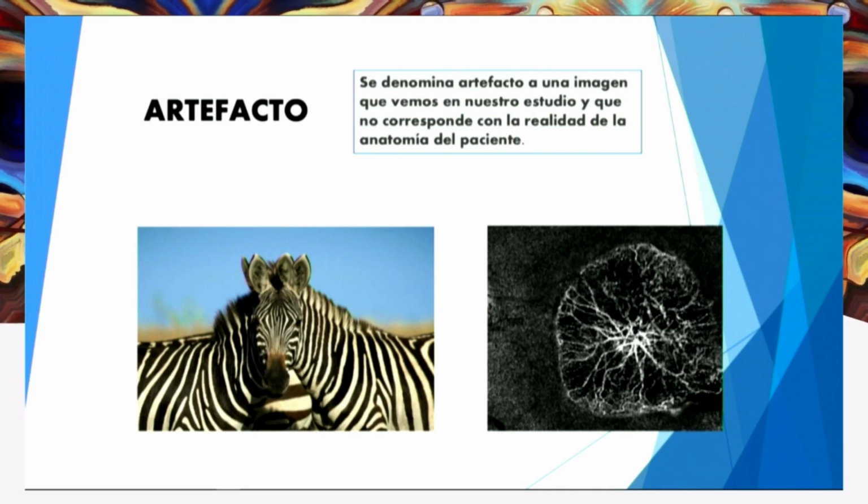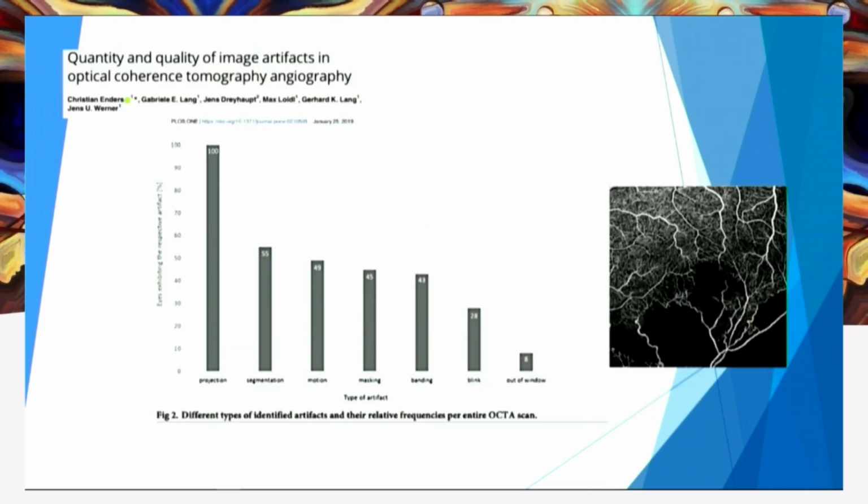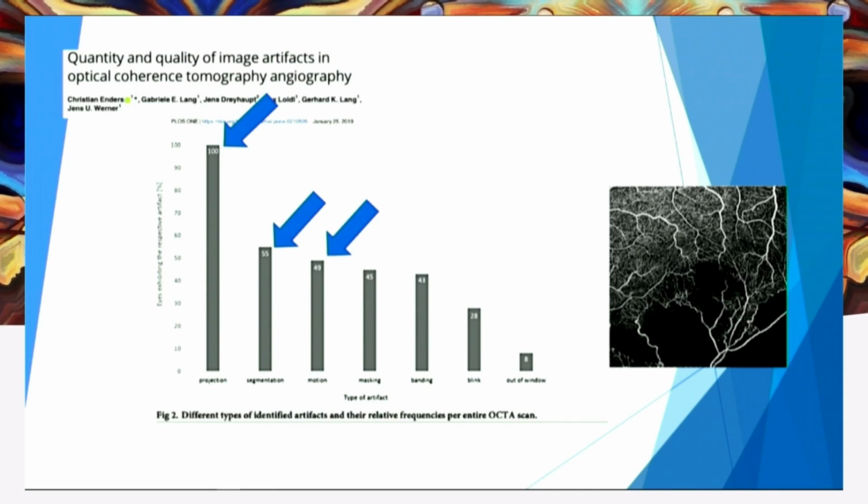Here, it is nonetheless more important. What is an artifact? It is an image that we see on the study, but it doesn't exist in real life, and this can be confusing. Which are they? There are lots of artifacts. Machines and software have increasingly mastered deleting these artifacts, but a few of them still persist even today. These are the most important ones: the projection artifact, the segmentation artifact, and the motion artifact, but we can come across a few more. Let's talk about them.